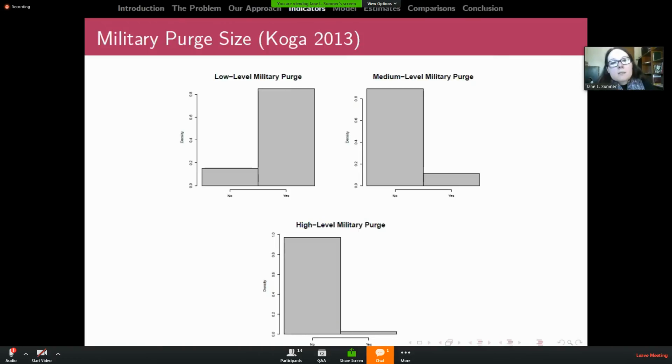The second measure that we're looking at is the size of military purges. This is from June Koga's work. And we categorize this as dichotomous measures of, did you have a low-level military purge? Did you have a medium-level military purge? And did you have a high-level military purge? And as you can see, low-level military purges, small purges, are fairly common. Medium-level and high-level military purges are relatively uncommon. So these are behaviors we think we can learn a lot from.